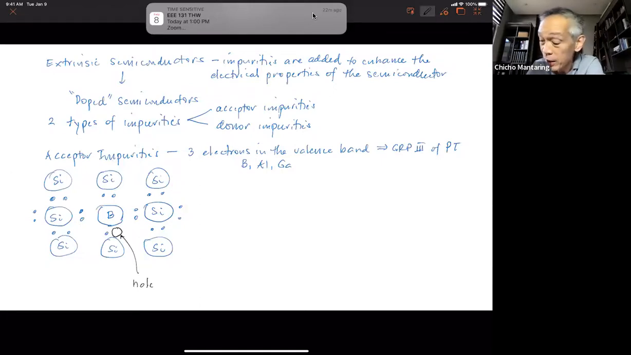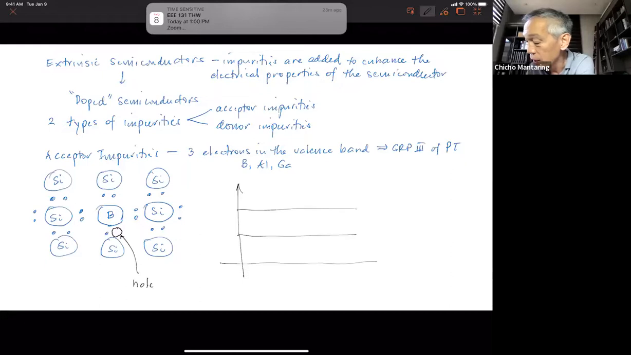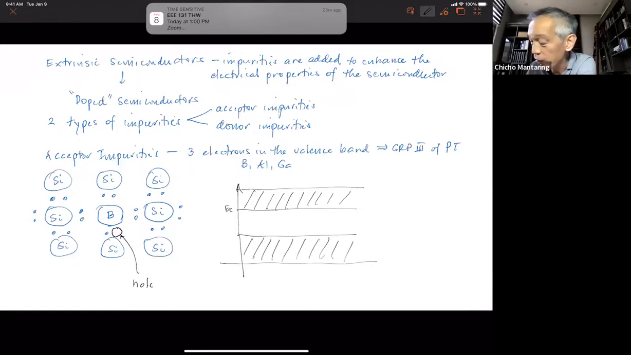However, you have an empty energy level. Now, if you take a look at the energy band diagram, we said that this is the conduction band and this is the valence band. So this is EC and this is EV. The energy level of this particular hole is going to be somewhere here.